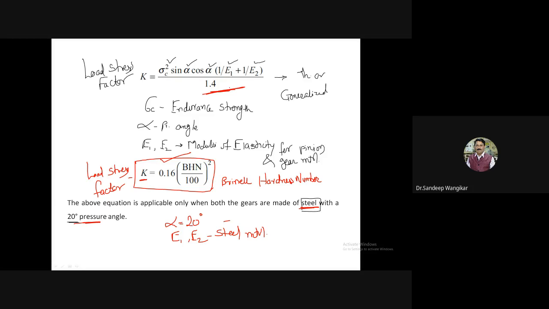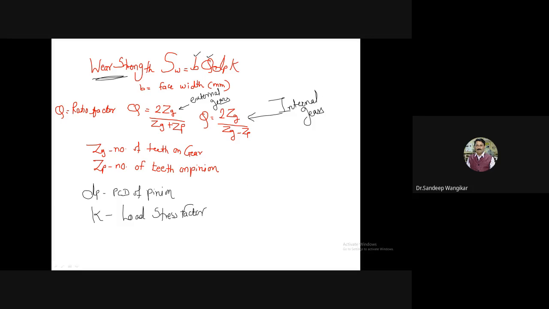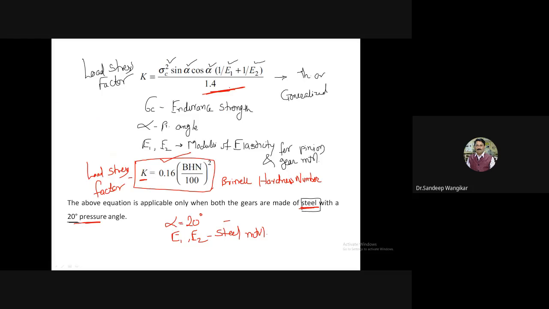Okay. I will give you some time for these two slides, 2 minutes. If anything is missing, please write down the formula. Then we will proceed further. Wear strength formula: BQ dP, three factors are discussed in this slide. And the load stress factor K is mentioned here.